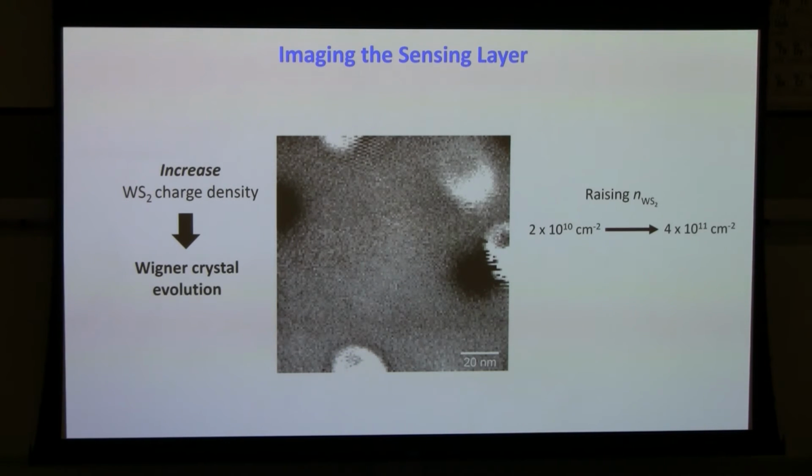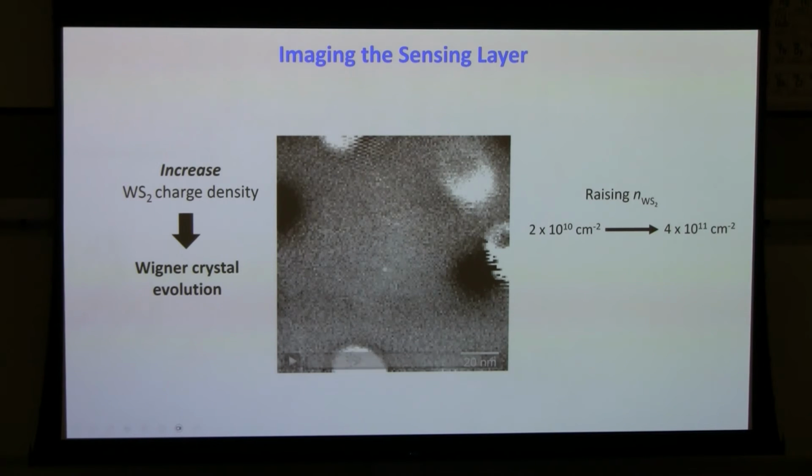Then we ramped the electron density by tuning our gates from 2 times 10 to the 10th electrons per square centimeter up to 4 times 10 to the 11th electrons per square centimeter, so we could go through that region where we would expect to see the Wigner crystal. And then we saw some interesting stuff. Let's see, I have a little movie. Let's see if I can make this play.